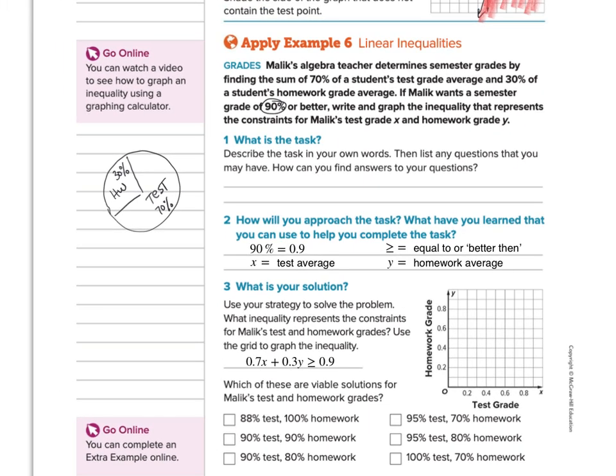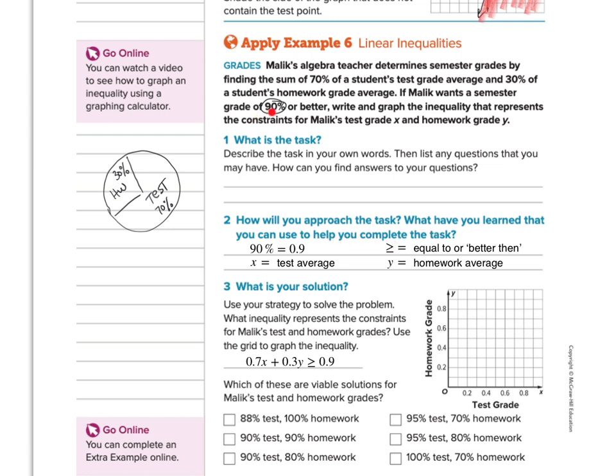Describe the task in your own words and list any questions that you may have, and how can you find answers to your questions. Okay. Let's see, looking at some more stuff. How will you approach the task? Well, I need to know that 90% is going to be 0.9. That's going to be important for me because that's going to talk about the total grade I want, or the minimum grade I want. What have you learned that you can use to help you complete the task?